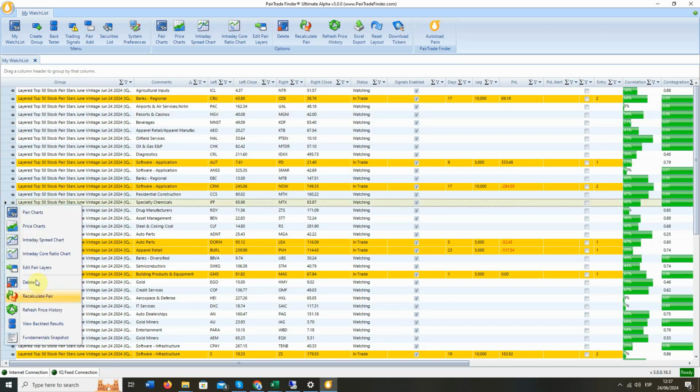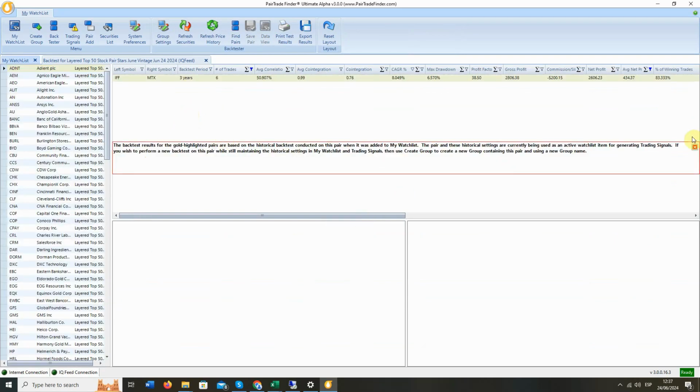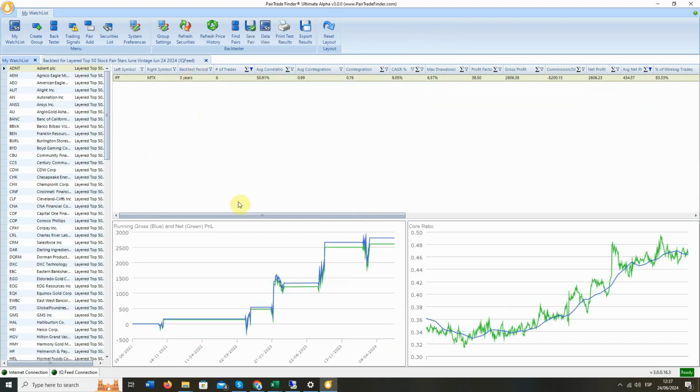If we look at this one, IFF, MTX, what does our back test look like? This is one in the specialty chemicals space. We've got a 3-year back test. We got six trades, over 50% correlated, very, very co-integrated, 0.99.